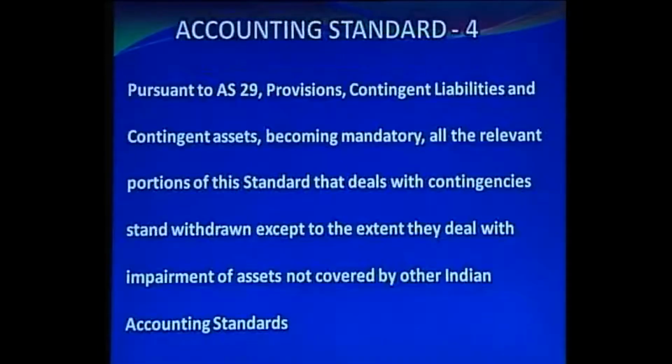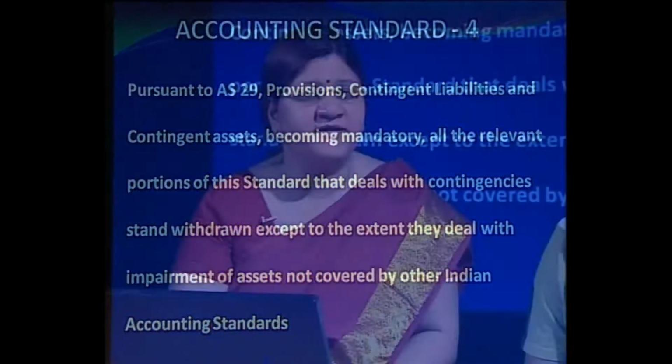So, let us have a look at accounting standard 4. Its heading is contingencies and events occurring after balance sheet date. I have already told you that accounting standard 29 has withdrawn certain aspects of accounting standard 4, and that is relating to contingencies. But to the extent of impairment of assets which are not covered by any other accounting standard, that is where accounting standard 28 is not applicable to certain class of assets or certain class of transactions, still they will be covered under accounting standard 4.